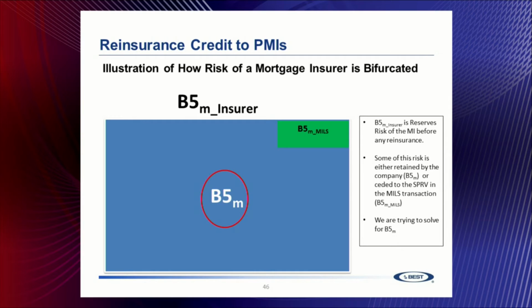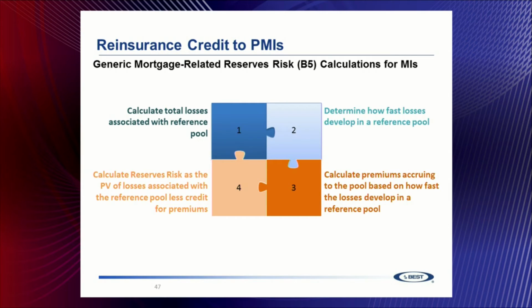So let's take a look at what's on this slide. B5M insurer represents the reserves risk of the MI before any reinsurance. Some of the risks may be retained by the MI company and some may be ceded to the SPRV through the Mills transactions. So our task is to figure out what B5M will be, which is the reserves risk retained by the insurer after ceding to the SPRV. So we have to calculate that, and once we calculate that, we can then plug it into the NRC formula to calculate the BCAR ratio.